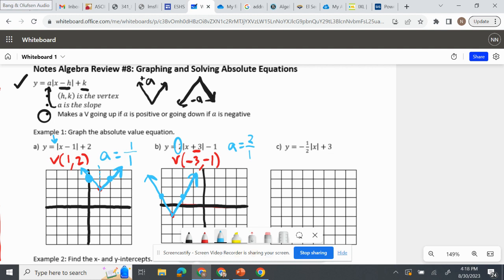Then for letter C, we're going to do the same thing. This one right here, notice that there's no number. So that means that the vertex is going to be 0. And then it would be 0, 3. So we have 0, 3. And then we have the -1/2. So that's our a value. And so from this point, we're going to go down 1, to the right 2. And then we're going to graph our line.